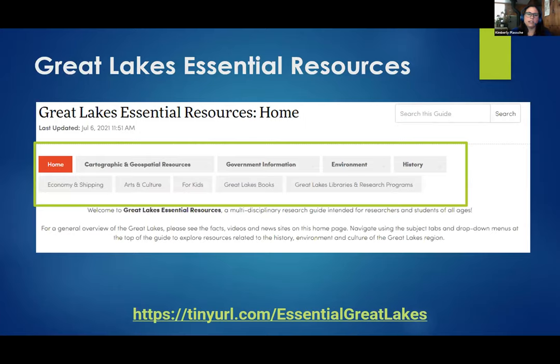You can navigate through the guide through the top panel here. You can see there are 9 topics right now. Those that are bolded have additional subtopic pages.